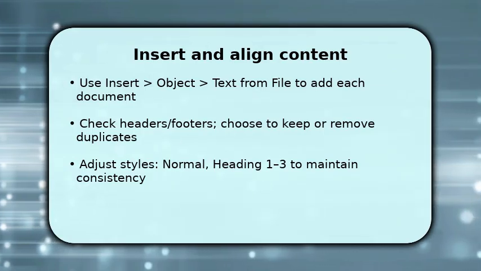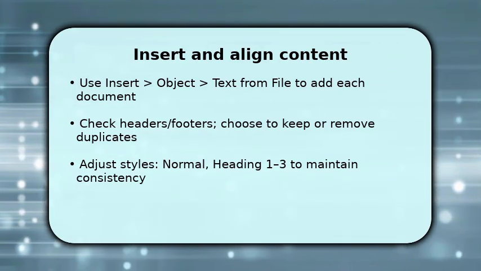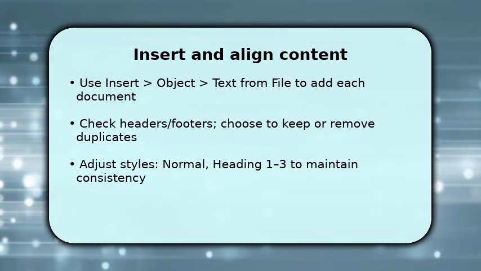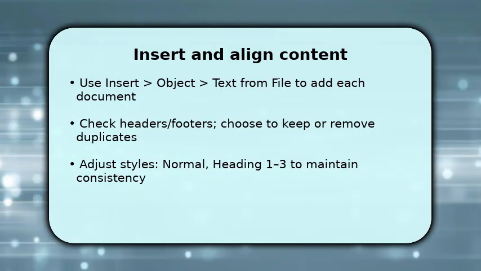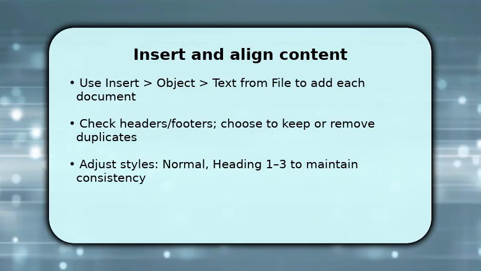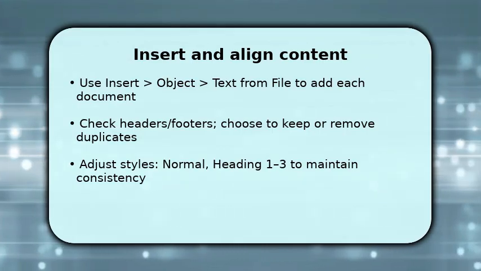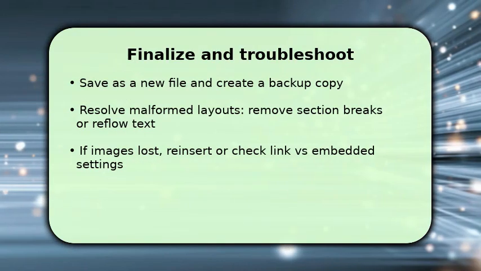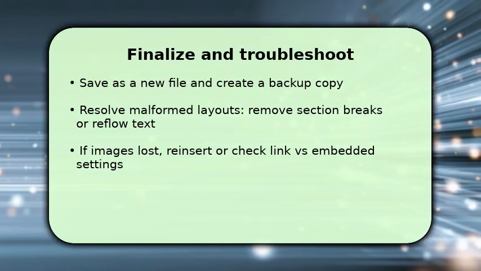If page numbering restarts, adjust sections. Use find and replace for unwanted blank lines to tidy the flow. You finish by saving the merged document under a new name and creating a backup copy. Once complete, review page numbers, table of contents, and cross-references.